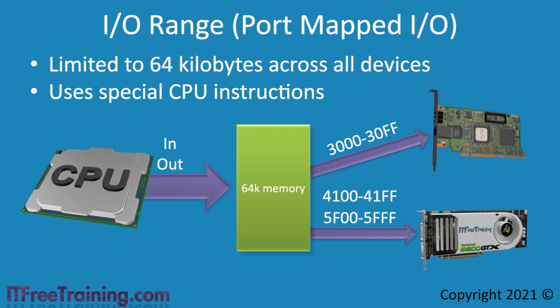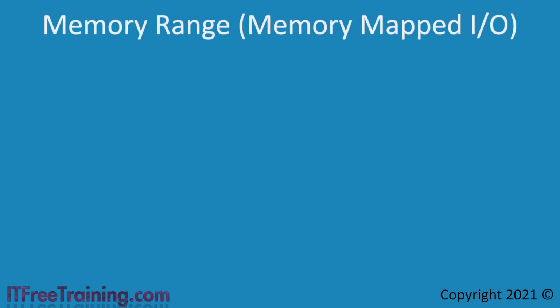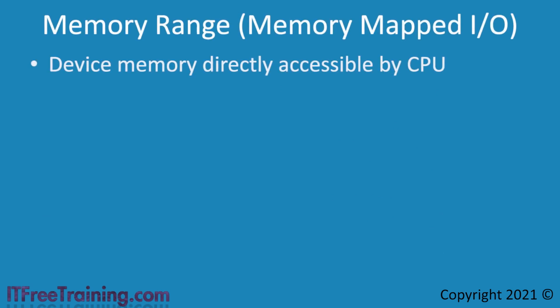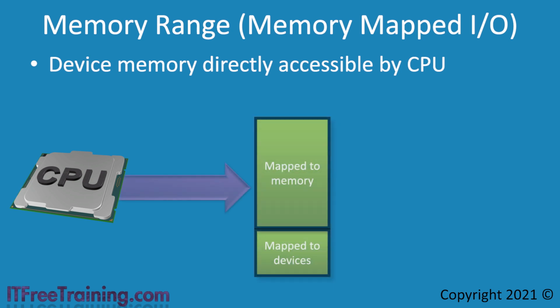To get around these problems, let's have a look at how memory transfers are handled. Next, I will look at the memory range. A memory range allows a device's memory to be directly accessible by the CPU. If you consider a CPU, the CPU essentially accesses memory by using an address. This is where it gets interesting, because the memory address used to be mapped to a completely different physical location than the computer's memory.